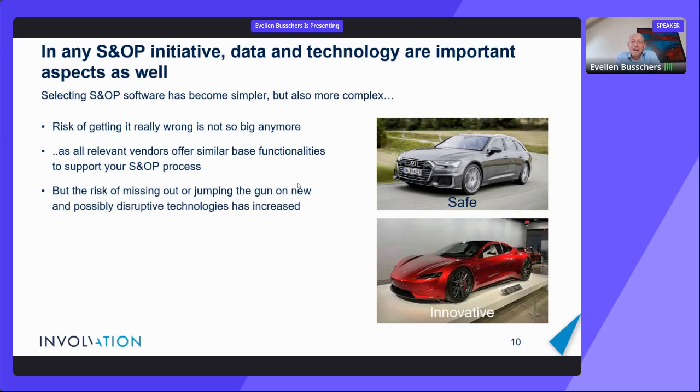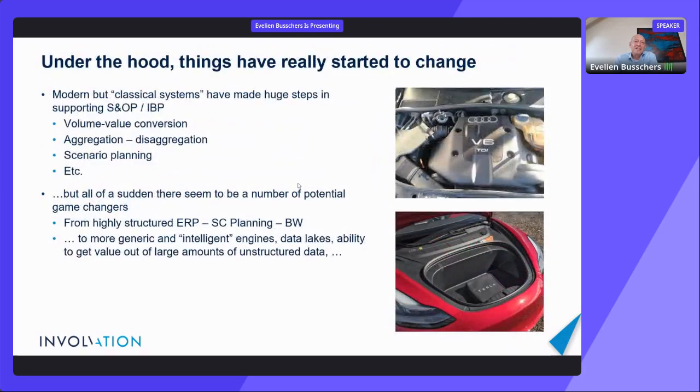From the outside, next to the color, you could argue, well, they're both cars, right? What's the big deal? But in fact, what we find is that under the hood, things have really started to change. With the V6 pictured at the top, of course, things have changed a lot. It's not like we will find the same engine as 5 or 10 years ago. But if you lift the hood of the Tesla, then you're going to be a bit surprised, because there's nothing.